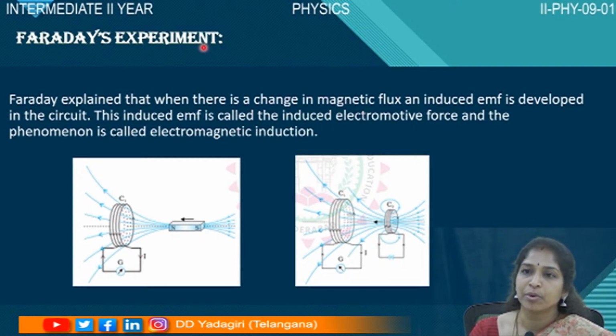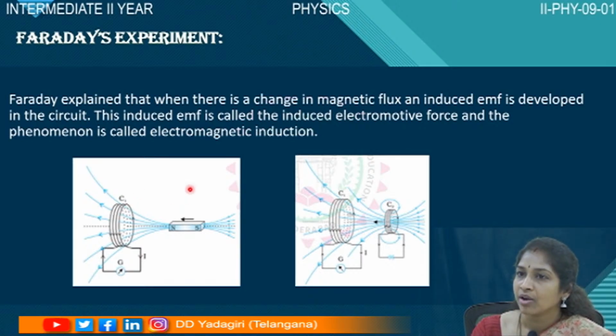In Oersted's experiment, we have discussed that when current passes through a coil or a conductor, it acts like a magnet. That means it produces a magnetic field. So according to Oersted's experiment, when there is a change in the current, a magnetic field is produced. Now this Faraday's experiment is the converse of Oersted's experiment. Converse means reverse of that experiment.